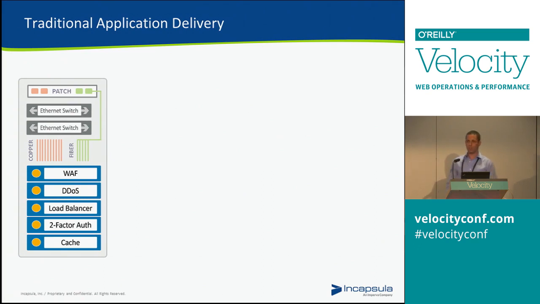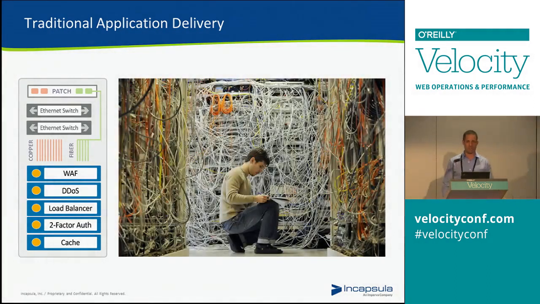So how do you deliver applications nowadays, or in the past? Probably you have this pile of appliances in your rack, delivering all kinds of components, starting from security, whether it's a web application firewall, a DDoS mitigation appliance, load balancers, two-factor authentication services, caching servers, whatever. The outcome of that is probably something that looks like that.